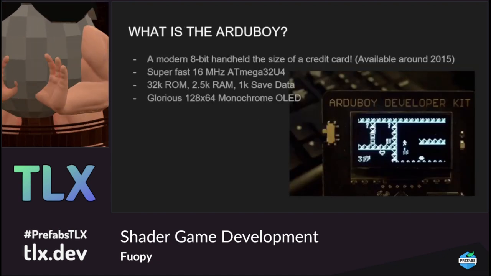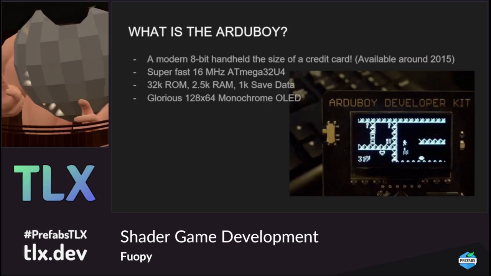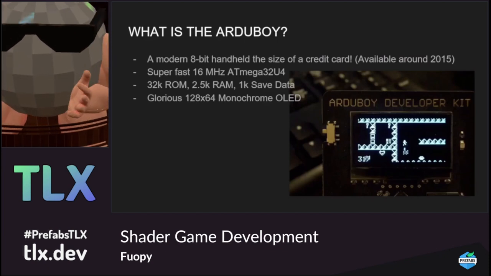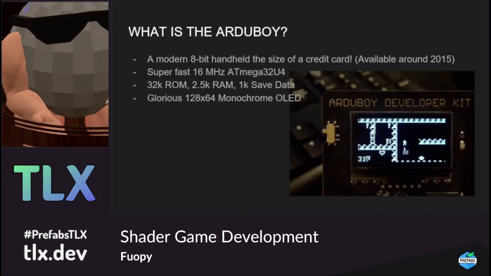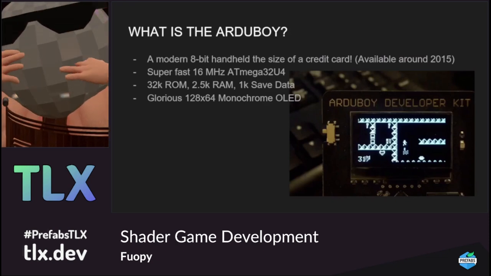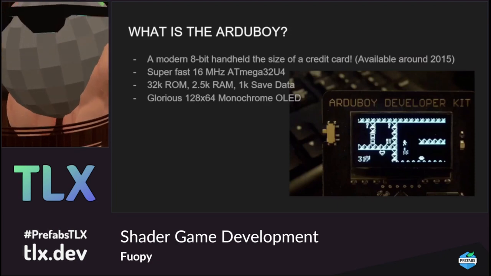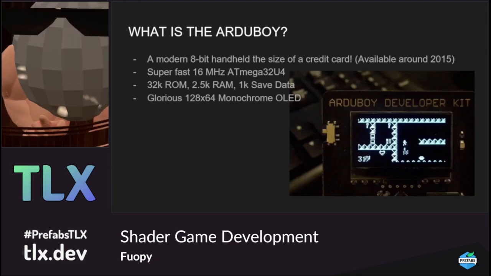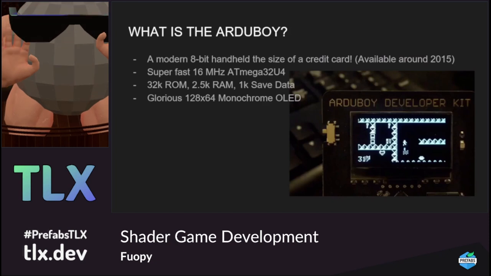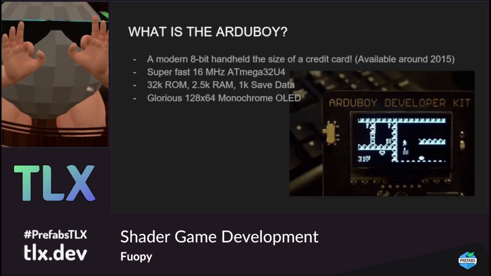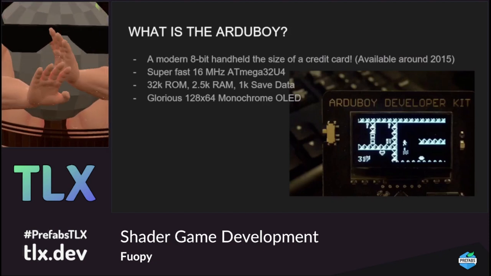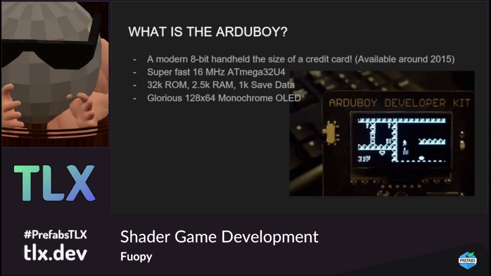Now here's the Artyboy itself. The Artyboy is a modern 8-bit game system. It came out in around 2015 or so, and it's based on the Arduino Leonardo, basically. So it's got a 16 megahertz Atmega 32U4. It's got 32K of ROM, about 28K of which is usable for your games. The rest is bootloader. Then you've got 2.5K of RAM and 1K of save data. And to top it all off, you've got a glorious 128x64 monochrome OLED display, and it just looks gorgeous. Your games will cut through the darkness of the night with this display. Oh, you have to see it for yourself to really understand the beauty of it.